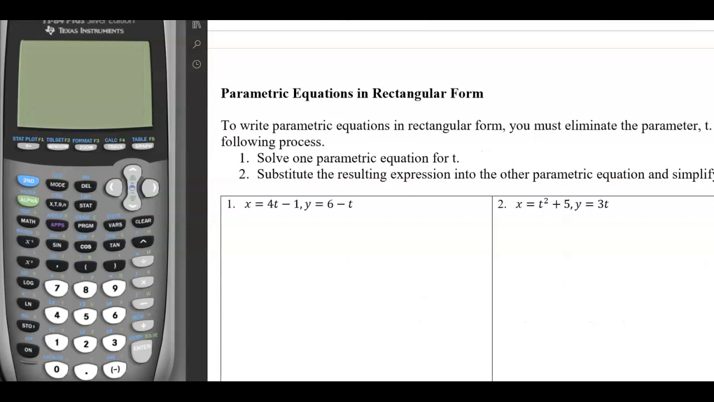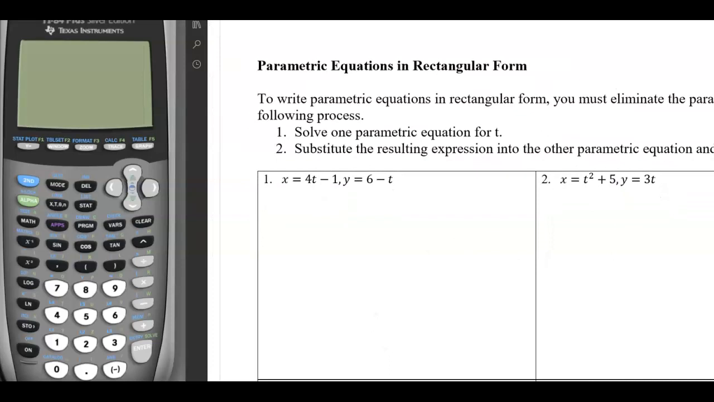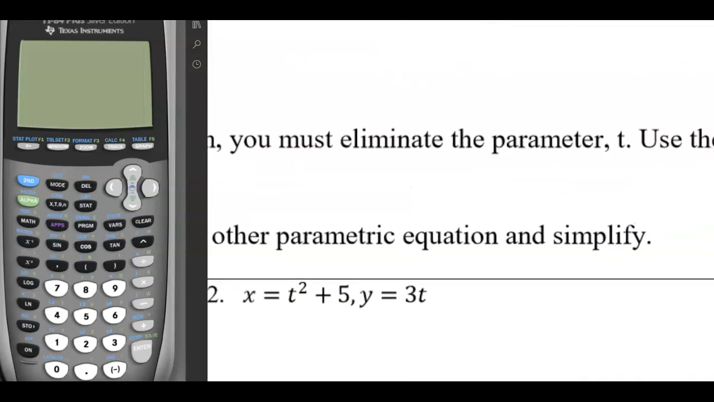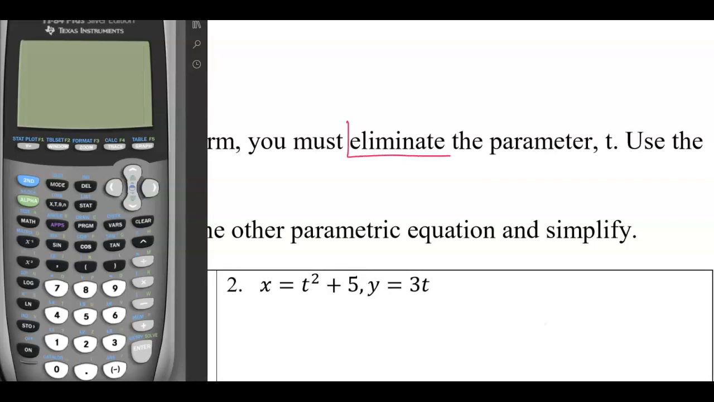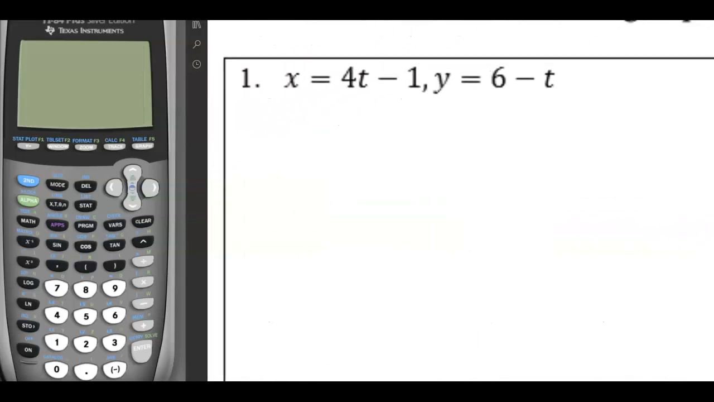Okay. Now this next portion is going from parametric to what is called rectangular, which is just our normal y equals x form. Now this is also sometimes called Cartesian form. This process is called eliminating the parameter, which remember I called the parameter t. T is our parameter. We're getting rid of t.